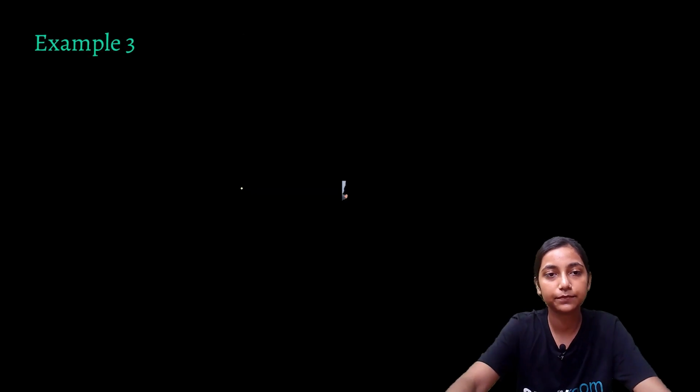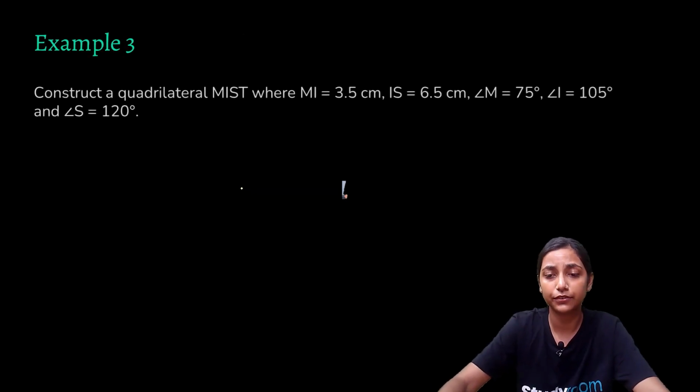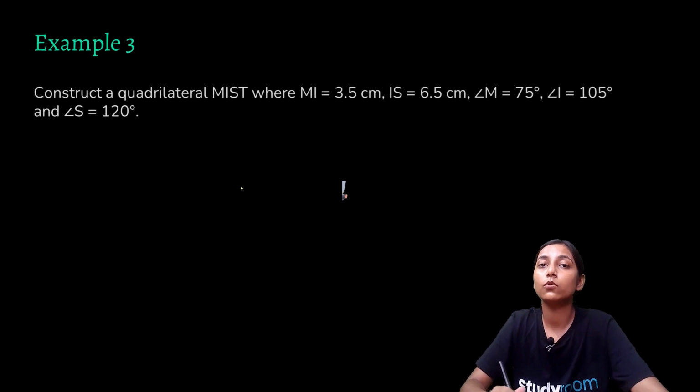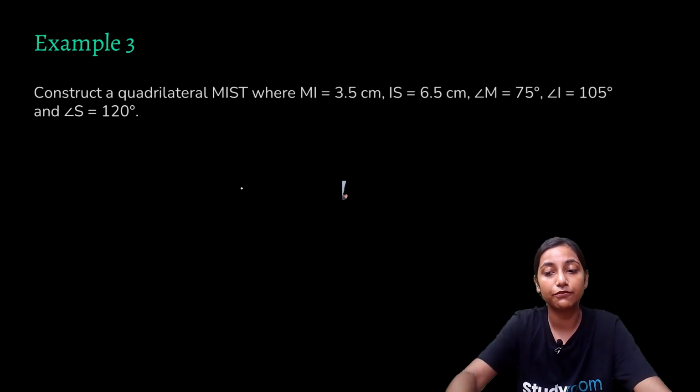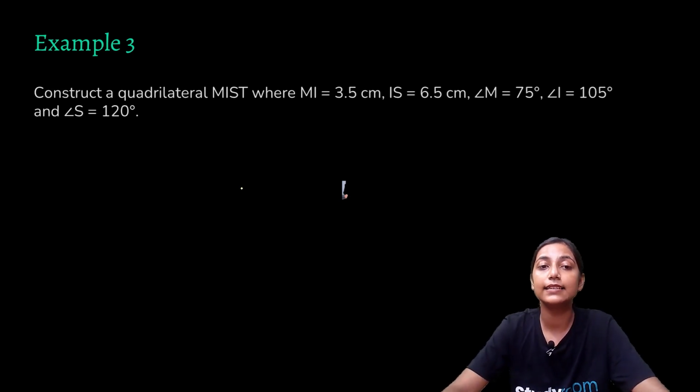So let's begin. We have this example number 3 and we need to construct a quadrilateral MIST where MI is given to us as 3.5 cm, IS is 6.5 cm, angle M is 75 degrees, angle I is 105 degrees and angle S is 120 degrees.